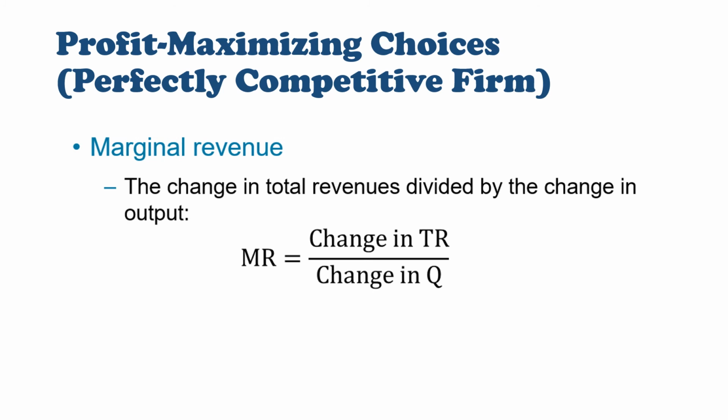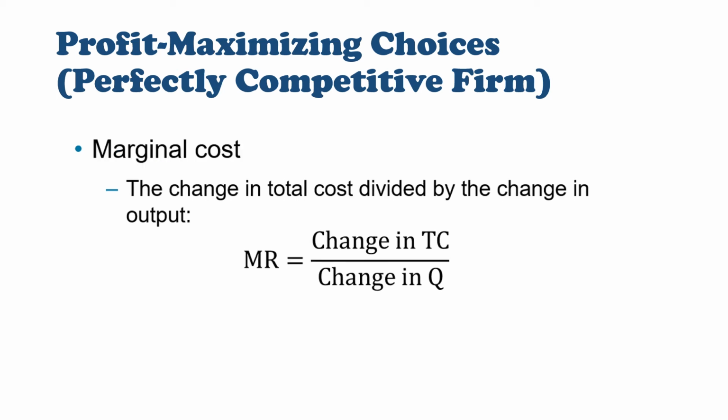In order to calculate marginal revenue, it's the change in total revenue divided by the change in output. Again, it's the change in total revenue divided by the change in Q, and Q is output. In order to calculate marginal cost, it's the change in total cost divided by the change in output. Again, marginal cost is the change in total cost divided by the change in Q.